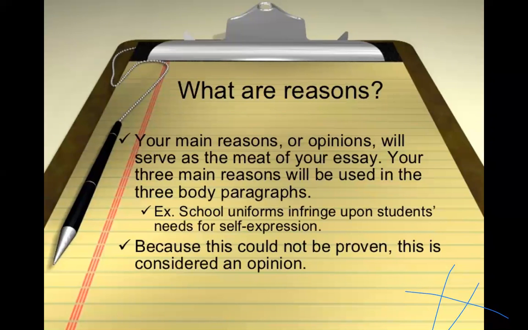Now, what are reasons? These are your what? Meat of your essay. What do you mean by meat? The main thing of your essay. Your main three reasons will be used in the three body paragraphs. So now we did brainstorming, right? We divided our content into what is important. That will come here. School uniform infringes upon students' need for self-expression, or because this could not be proven, this is considered an opinion. So whatever your thought is, you will put it here. Okay, clear?